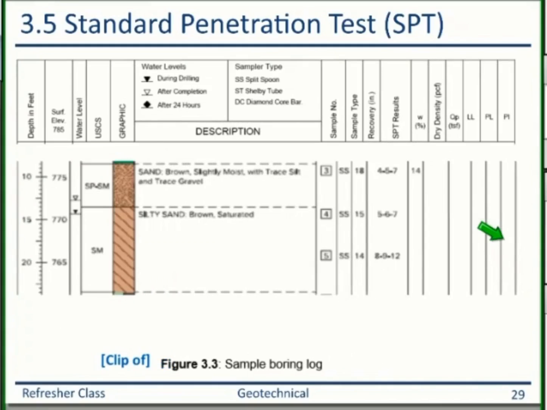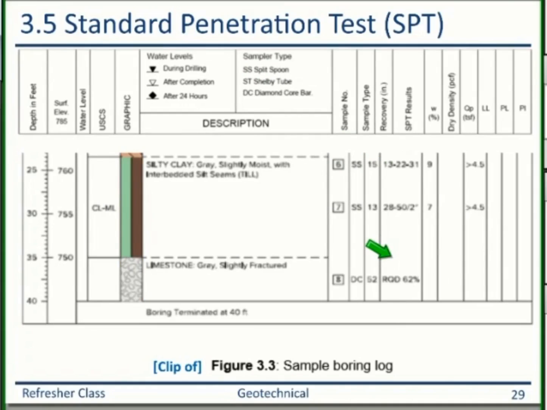This is information. Another, if you look further, you can see everything is the same. Water table here, after the completion went up to there. During the drilling, water level was here. And the rest of it, your sample number 3, sample number 4, sample number 5, all were SS. That means split spoon sampler. And these are your blow counts, right?